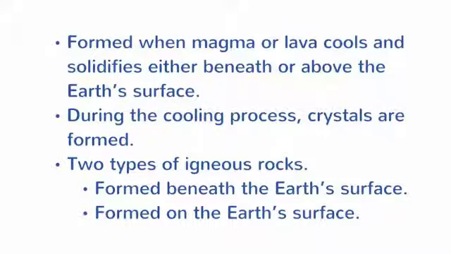Take some time to study this particular diagram. Notice that fine-grained igneous rocks are formed when the lava cools and hardens on the Earth's surface, whereas coarse-grained igneous rocks are formed when magma cools and hardens inside the Earth.